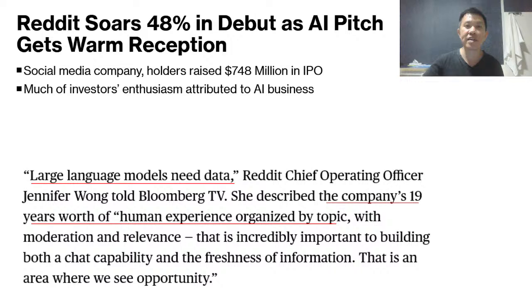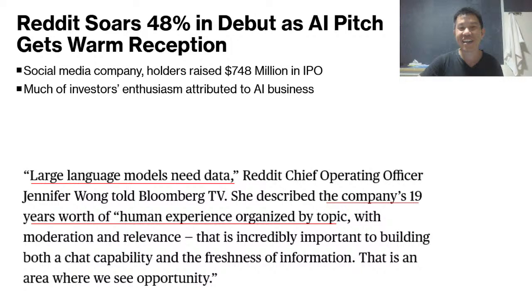The way it positions itself as an AI stock is that Reddit is a forum with a lot of data. People chit-chat and ask questions, and large language models need a lot of data. When they get data from Reddit, they have to pay Reddit money. So it's related to things like ChatGPT. The company has 19 years' worth of human experience organized by topic. Like I myself am in Wall Street Bets. If you want a lot of memes and data on retail investors, you go to the Wall Street Bets sector. There's so much data you can comb.